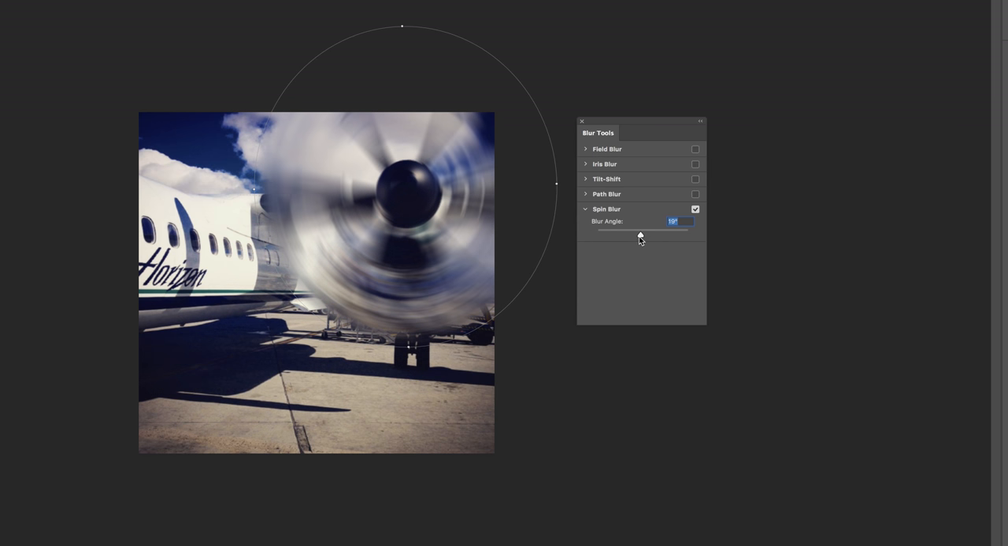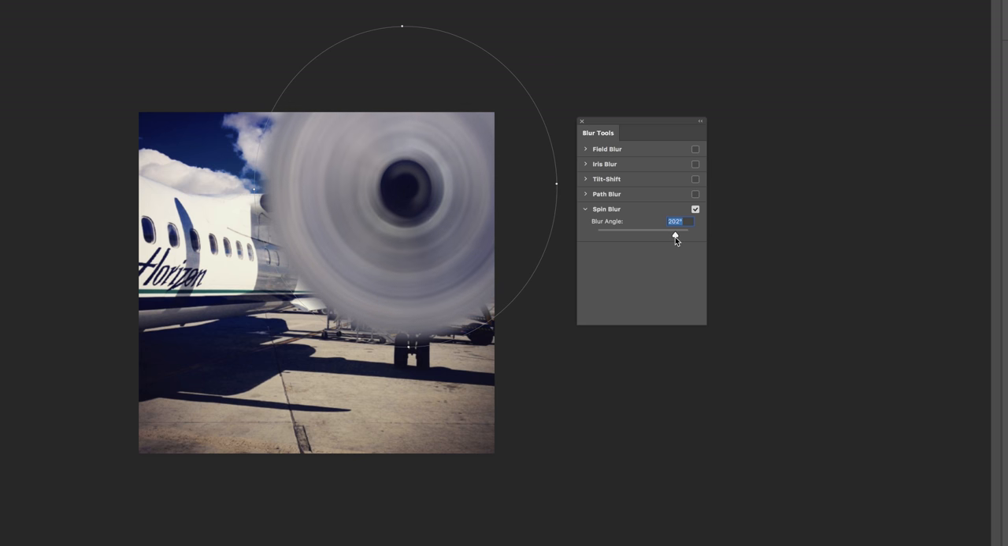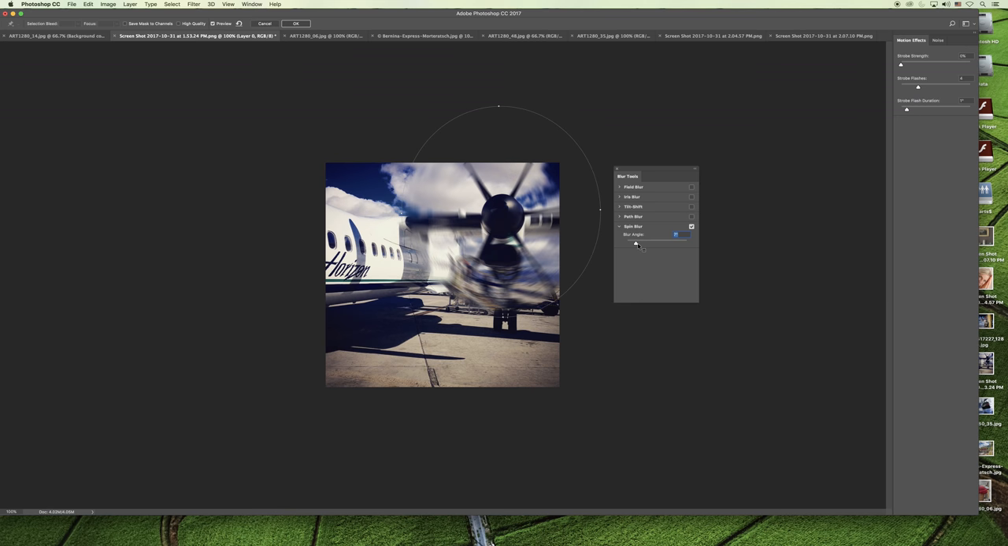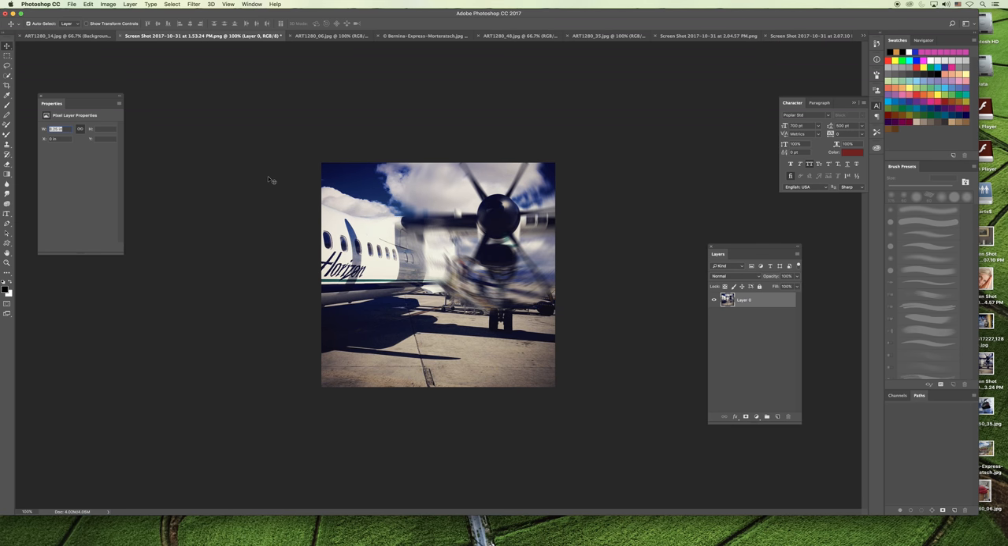So you want to find a happy medium between having too much blur that you can't see what it used to be, and not enough blur that it actually looks like it's spinning. And so find what works for you, and then when you're done, you can select OK and accept the changes, and it will appear like the propeller is spinning in the image.